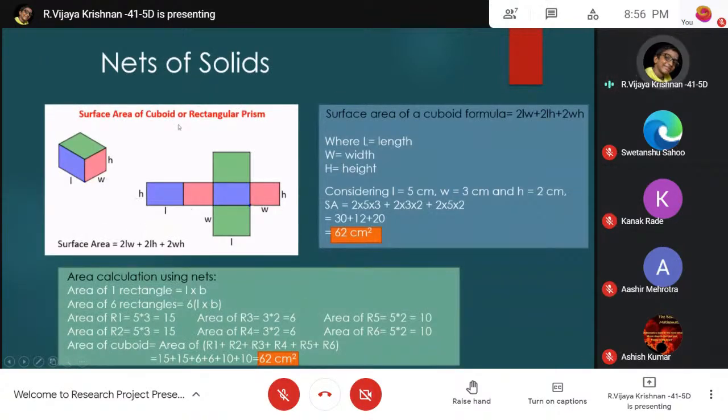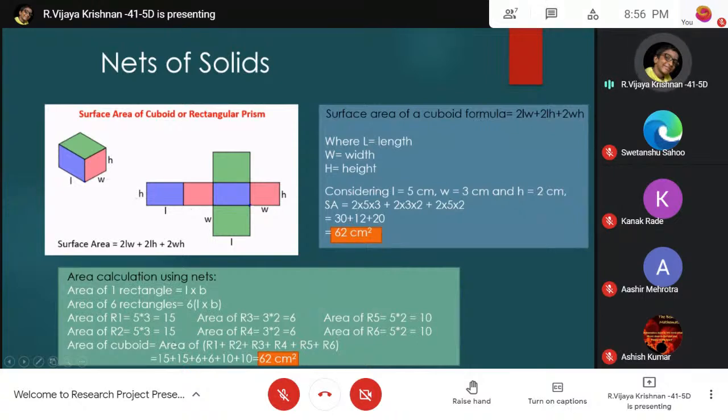Let us see another example. A cuboid. The surface area of a cuboid formula is twice length into width plus twice length into height plus twice width into height. Considering length is equal to 5 cm, width is equal to 3 cm, and height is equal to 2 cm, the surface area of the cuboid is 62 cm squared after applying the formula.